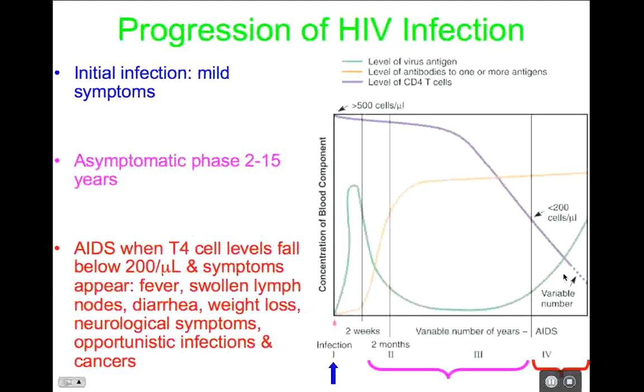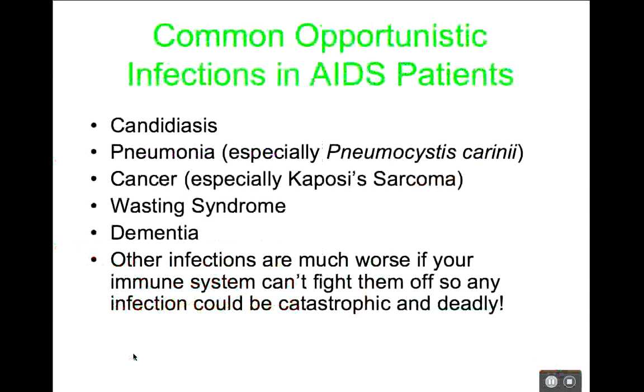So, common opportunistic infections. Remember, opportunistic means that it doesn't infect healthy people, but it can cause damage in immunocompromised people. For AIDS patients, because their immune system is no longer functional because of the loss of T helpers, they're open to lots of different opportunistic infections. Here are some of the most common.